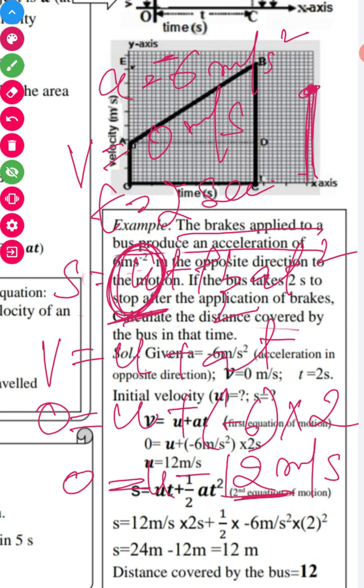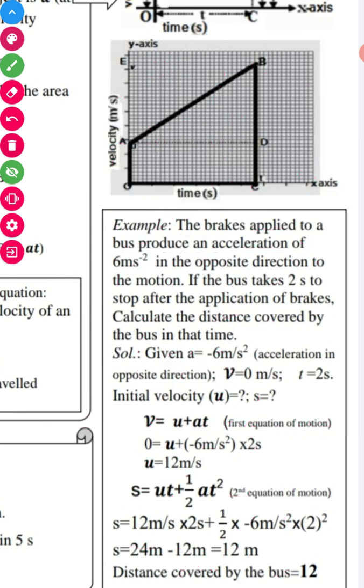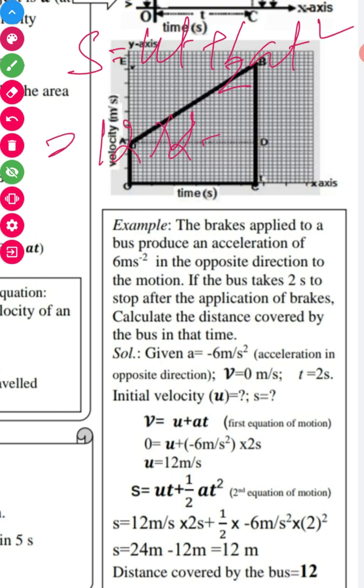0 is equal to this. The 12 becomes positive when it transfers from right to left. So u is equal to 12 meter per second. Now we can easily calculate the value of s. S is equal to ut plus half at square. So we have 12 into 2 plus half into minus 6 and 5 square, because t we have 5 seconds.